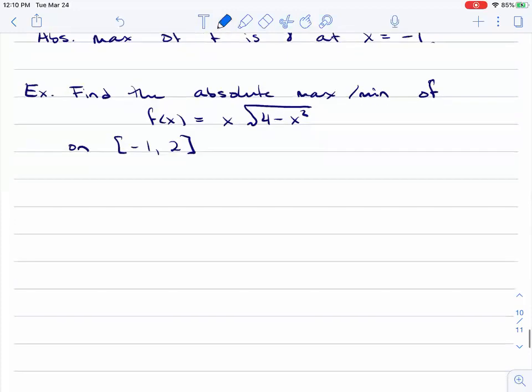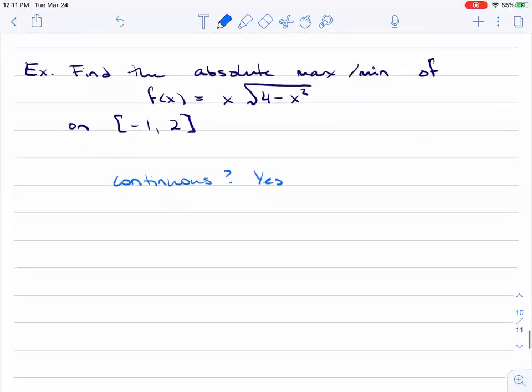First thing you have to check is, is it continuous? That's the only way that we can use this method, the closed interval method. Yes, it is. There's no reason to think that it doesn't exist anywhere, at least on [-1, 2]. So it's continuous on [-1, 2].